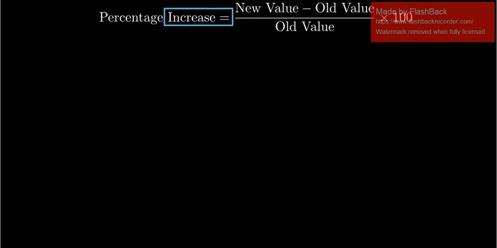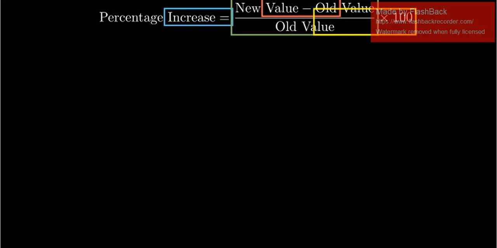We start with the new value, which is the value after the increase. From this, we subtract the old value, which is the initial value before the increase. We then divide this difference by the old value. Finally, we multiply the result by 100 to convert it to a percentage.